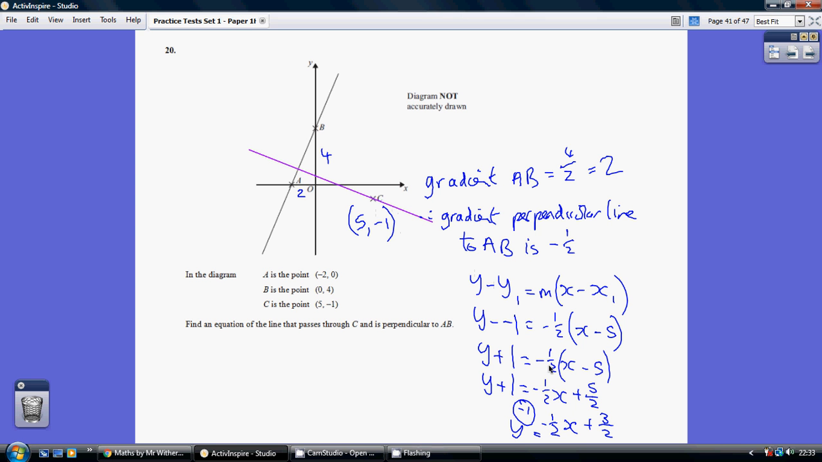Then multiplying out the bracket, I get minus a half x, and a minus a half times minus 5 is plus 5 over 2. Taking 1 from both sides, I get y being minus a half x plus 1 and a half, so plus 3 over 2.